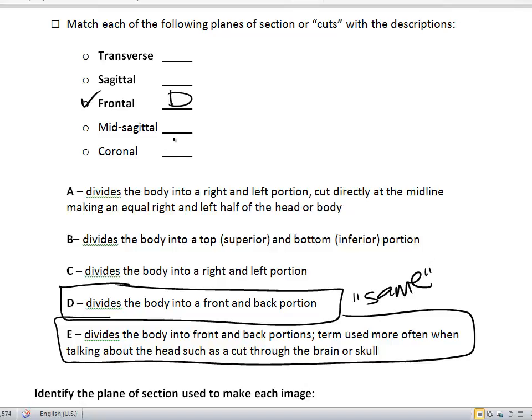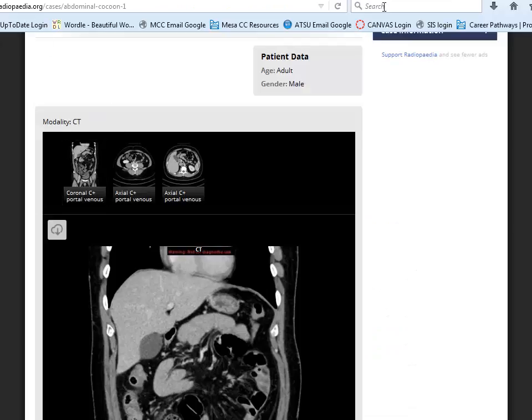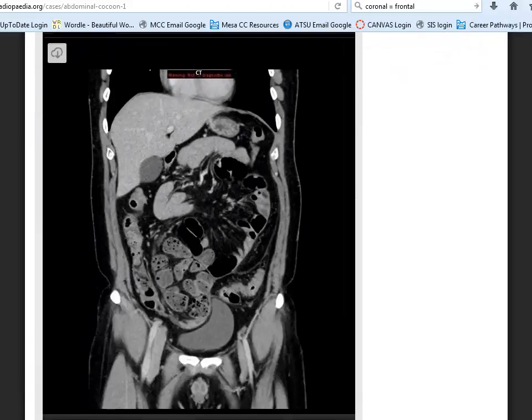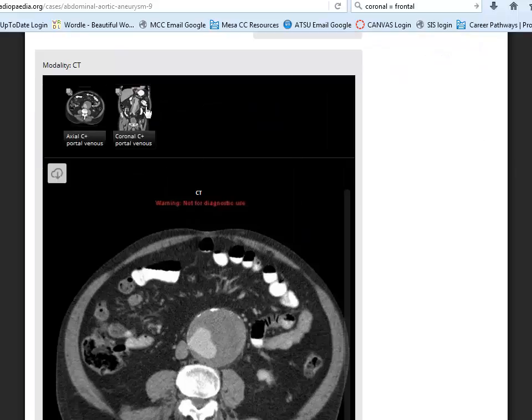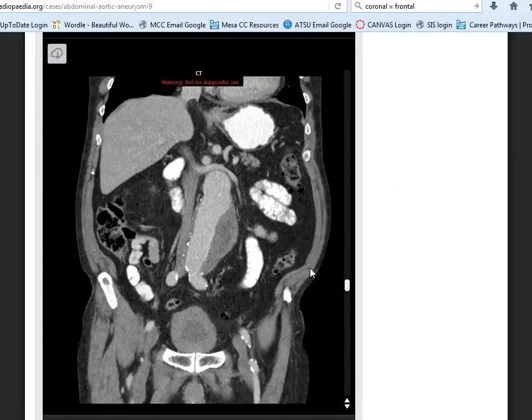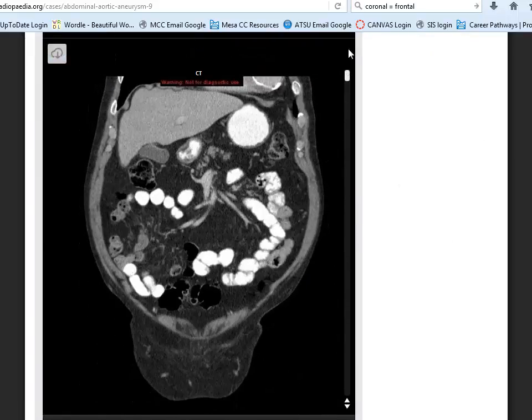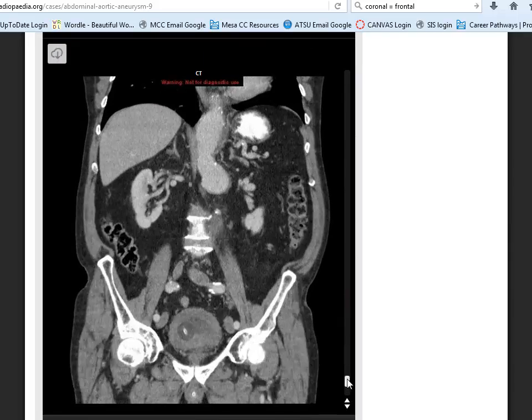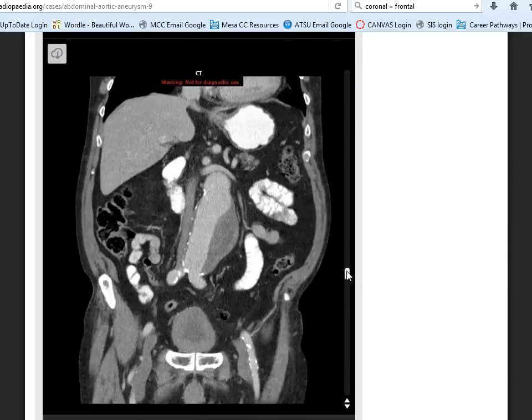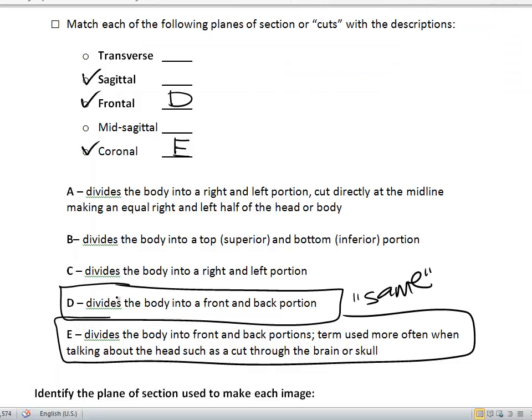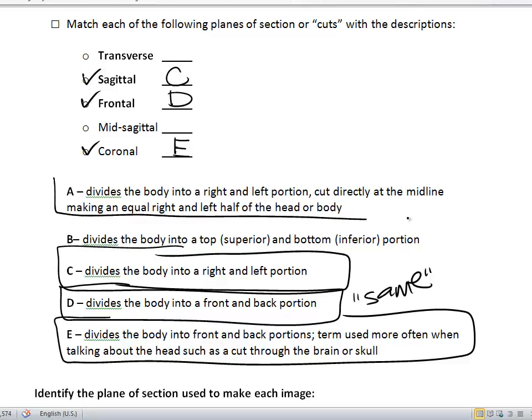When it's called coronal, it's really just commonly used to refer to the head, but I notice on these medical websites that coronal is used more than frontal. So you can use either coronal or frontal, either one, they mean the same thing. Again, you're cutting the body into a front view and a back view. So here you can see the abdominal cavity through a frontal cut.